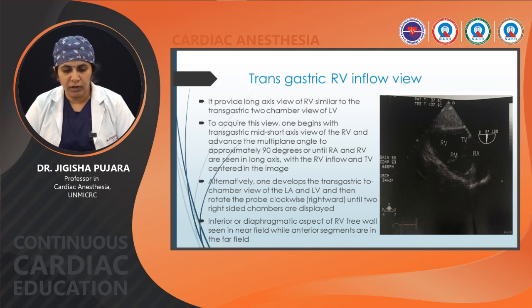The inferior or diaphragmatic aspect of the RV free wall is seen in the near field, while the anterior segments are seen in the far field. Here you can see this in the right-hand figure.